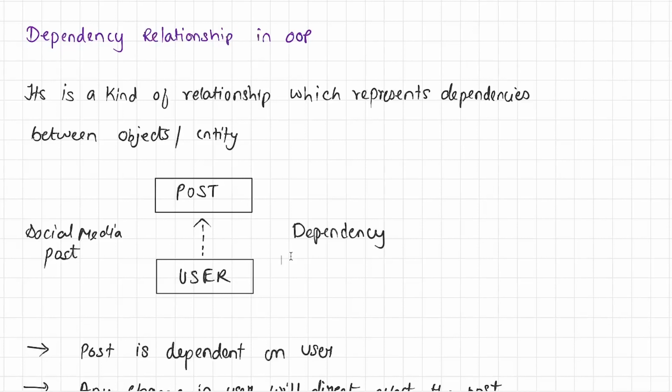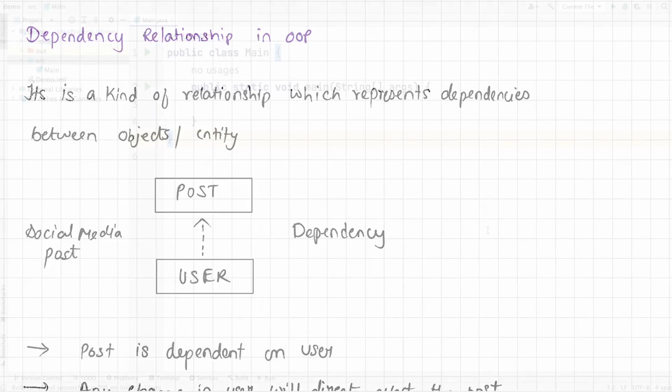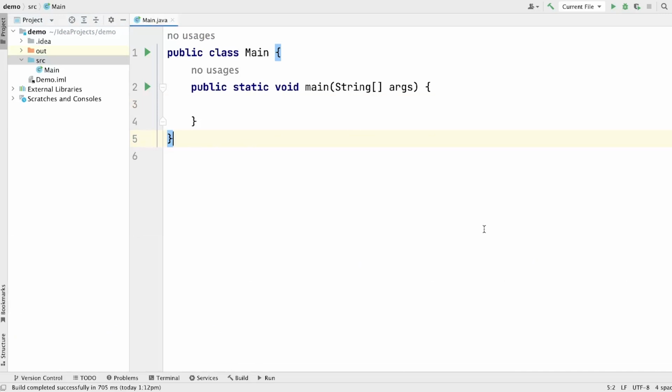Now let me take you to the IDE where I will show you a practical demo of how we model dependency relationship using objects in object-oriented programming. So let's head over to the IDE. So guys, we are on the IDE. Now let's take a step forward and try to model the relationship between post and user using object-oriented programming, okay?